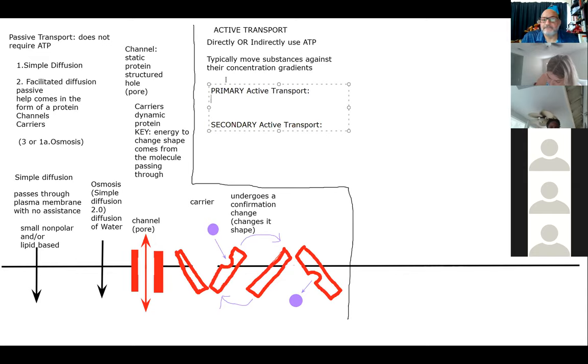One directly uses ATP and one indirectly uses ATP? Perfect. Absolutely. Primary active transport directly uses ATP. These are what we often refer to as pumps. And secondary active transporters indirectly use ATP. And these things are often referred to as co-transporters.